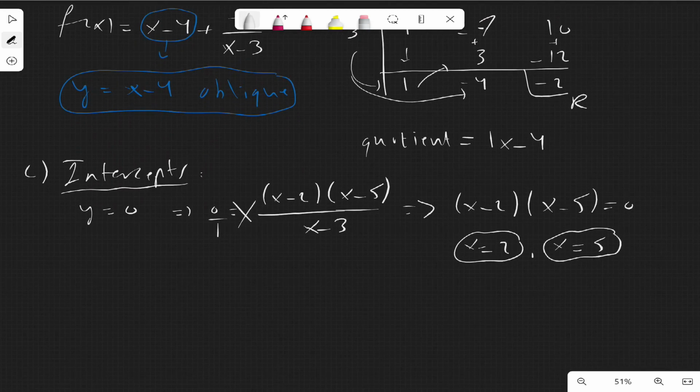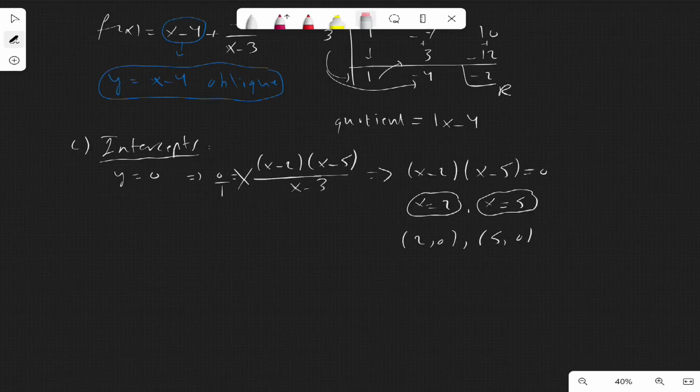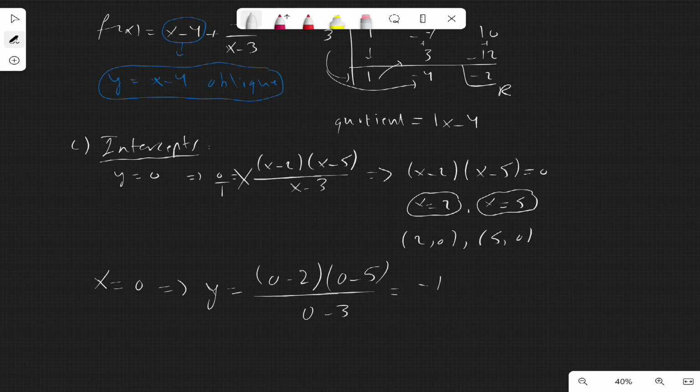So the points 2, 0 and 5, 0. To find the y-intercept, we put x equal to 0, and we replace: 0 minus 2 times 0 minus 5 divided by 0 minus 3, which is negative 10 over 3. And the point is 0, negative 10 over 3.